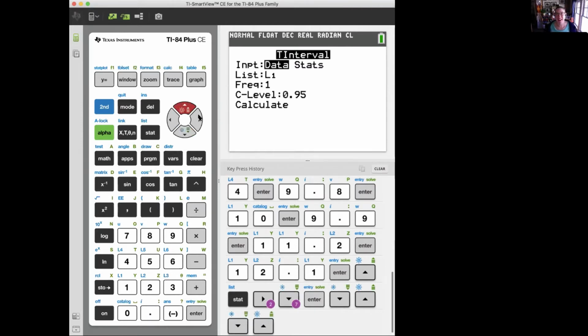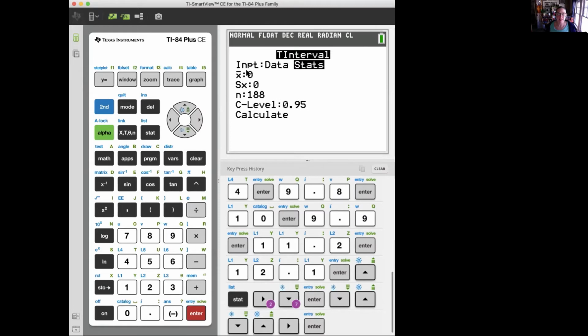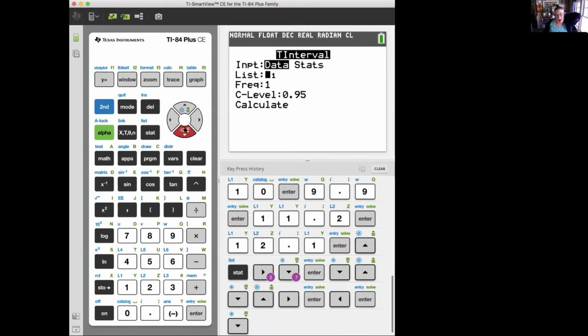The one that asks me for the list means I better have put some data in a list. Versus stats, it's asking me for the sample mean and the sample standard deviation and how many things were in my sample. So this is the summary statistics. Okay, I don't have that. I have the raw data. So I go back to data, press enter. L1, yes, I put my data in L1. Always double check that. Frequency, leave that alone.